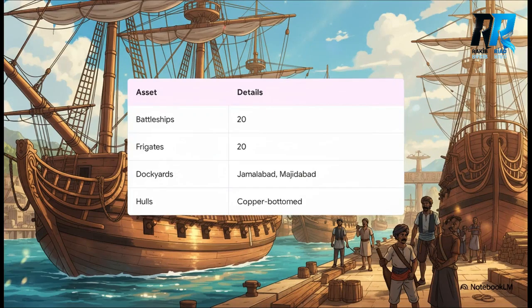And he didn't stop at land warfare. The sheer scale of his naval undertaking was massive. In 1786, Tipu decided to build a fleet, investing heavily in naval shipyards at Jamalabad and Majidabad, commissioning 20 battleships and 20 frigates. He even took advice from French Admiral Suffren to use copper-bottomed hulls, drastically increasing the longevity and the speed of his ships.